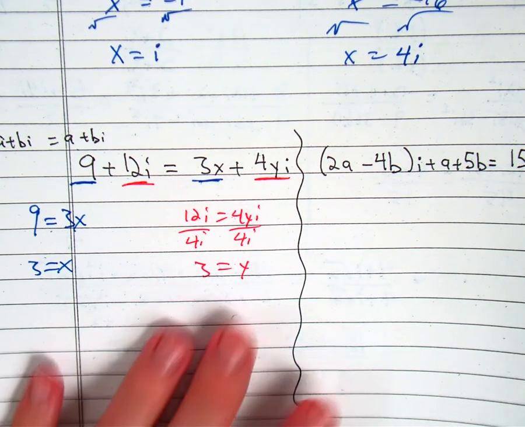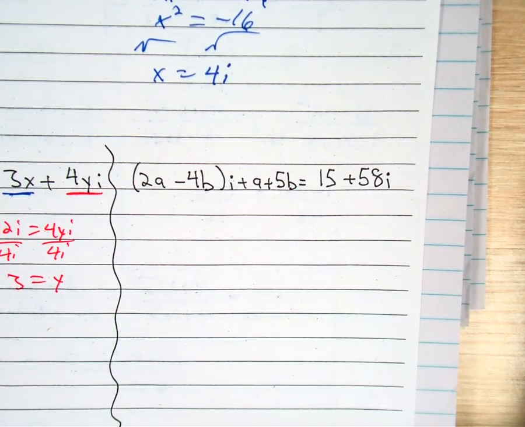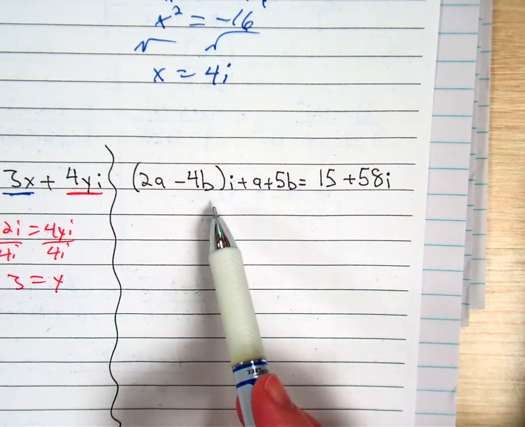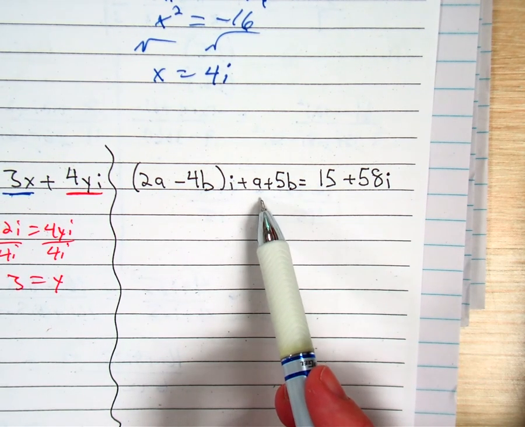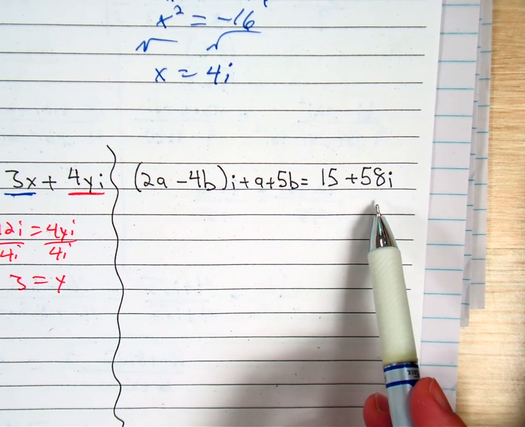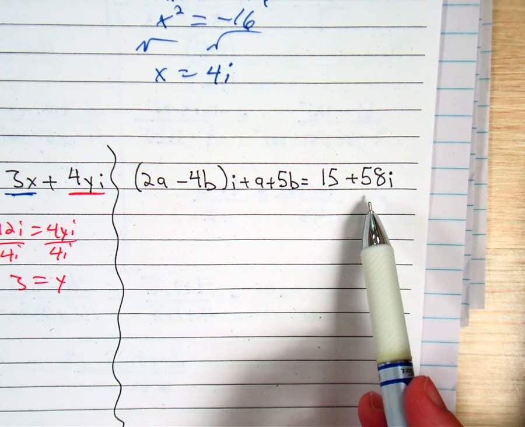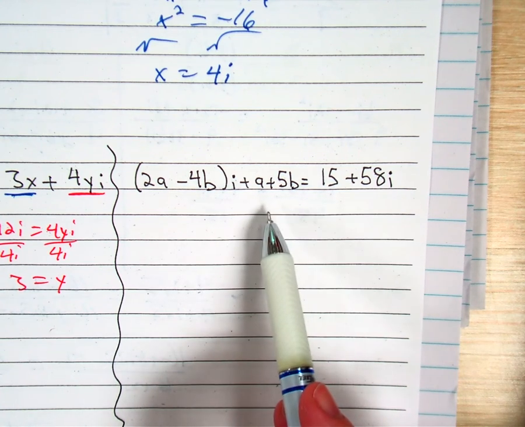Okay, let's bring that strategy over here for this one. 2a minus 4b times i plus a plus 5b equals 15 plus 58i. Ooh, this one looks tough. We got 2 letters in each spot.